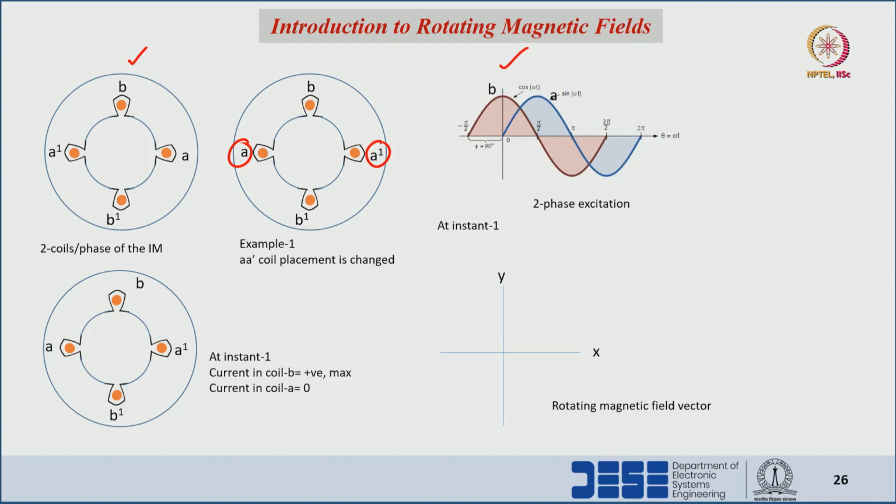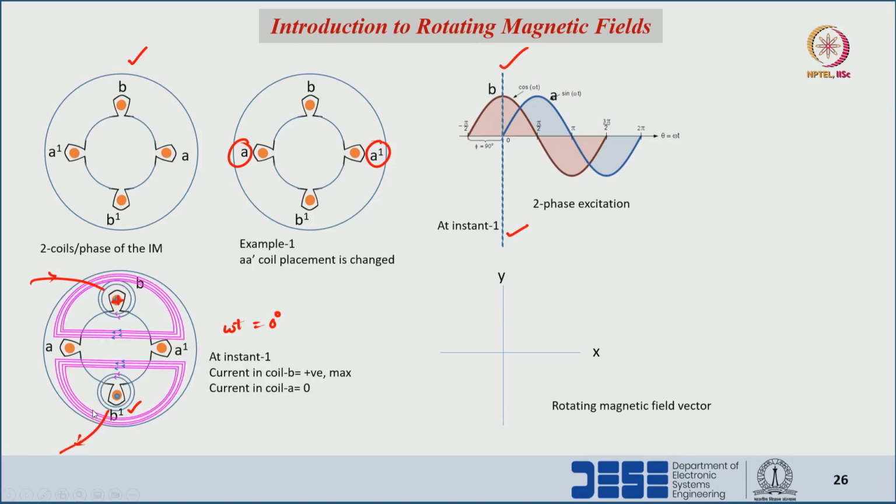So, with respect to instant 1, let us consider instant 1 at omega t equals 0 degrees. Then here a cross is there, and at B dash it is a dot; current is entering here and leaving at the B dash terminal, and the current in coil A dash is 0. Then the resultant flux loops will be in this manner, and this is the resultant flux vector at one particular instant where omega t equals 0.